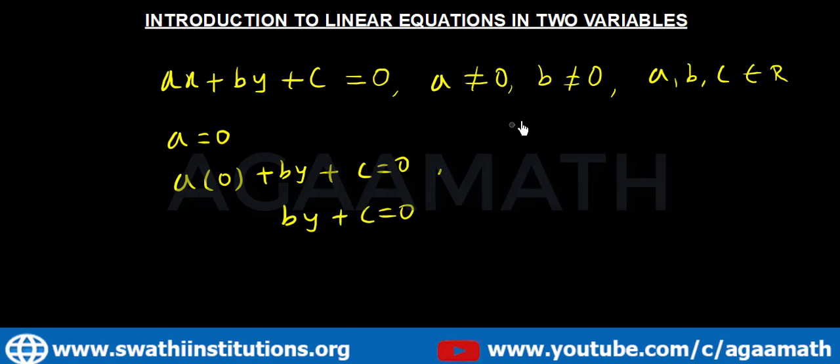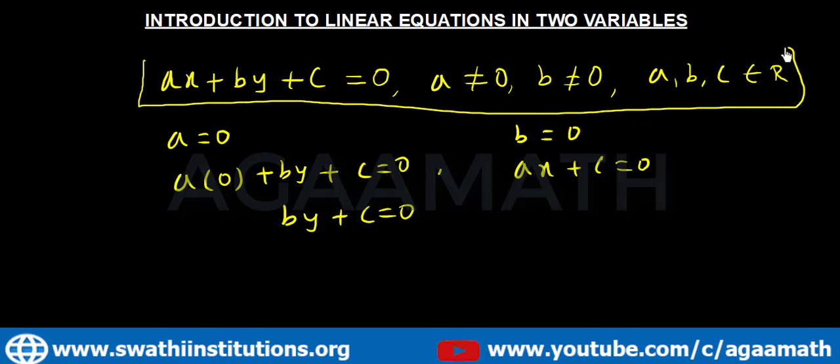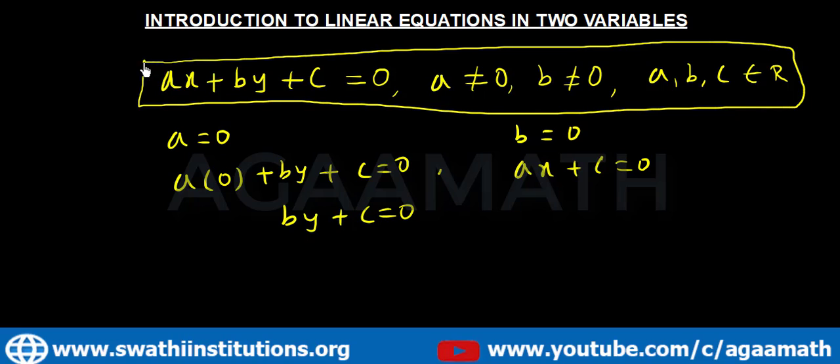Similarly, let us assume that b equals 0. What happens? We get ax plus c equals 0. This is also a linear equation in one variable. So that's the reason a is not equal to 0 and b is not equal to 0. This is the general form of a linear equation in two variables.